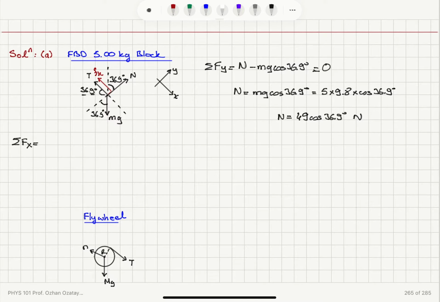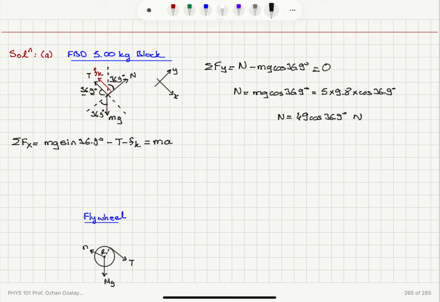is, first of all, due to the component of the weight on the x-axis, which is mg sine 36.9 degrees. That's in plus i hat direction, you can see here. And we have the tension and kinetic friction opposing it. Minus T minus Fk is equal to mass times the acceleration on the x-axis.